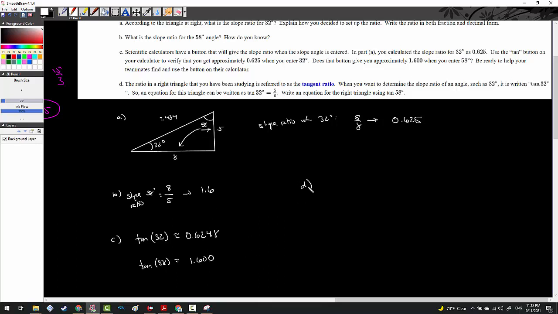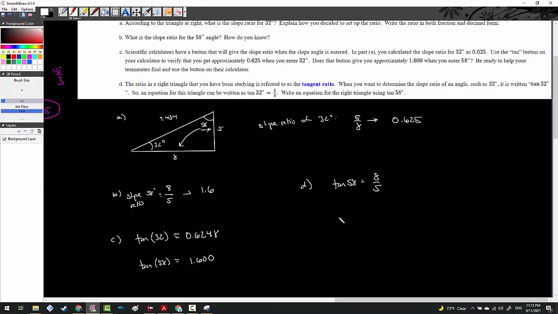And right now you should be making the connection. This is the tangent button. From here, we are going to learn about tangent more explicitly and how tangent is used to find the slope ratio of any angle we want to plug in, no longer having to find that slope ratio from a resource page. In part D, it says the ratio in the right triangle you've been studying is referred to as tangent. It is written as tan 32, so the equation is tan 32 equals 5 over 8. Write an equation for tan 58. So that means that tangent of 58 will be equal to 8 over 5.